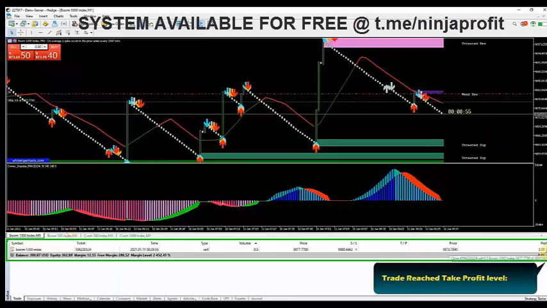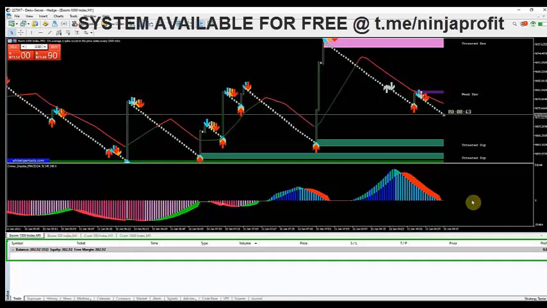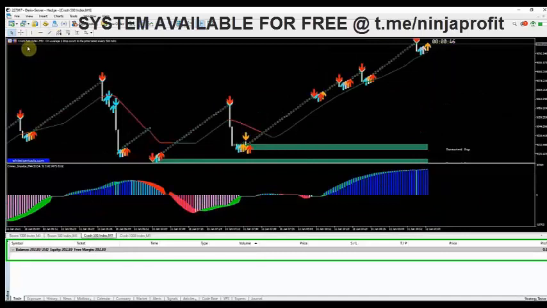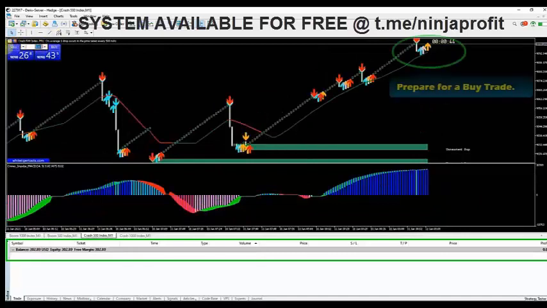5 minutes are over, trade has been closed in profit. The trick is to take short-term trades. Here is another trade on Crash 500 index market.